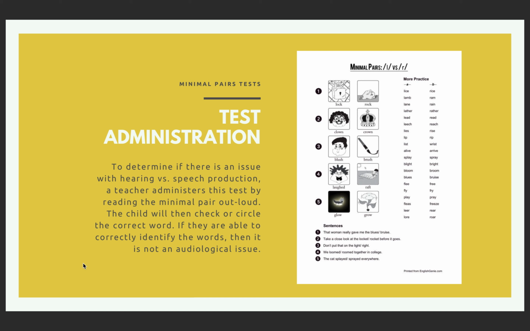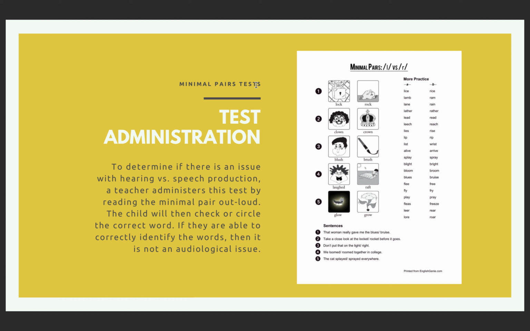To determine if there is an issue with hearing versus speech production, a teacher administers the test by reading the minimal pair out loud. The child will then check or circle the correct word. If they are able to correctly identify the words, then it is not an audiological issue.